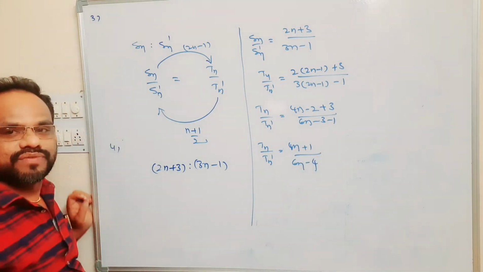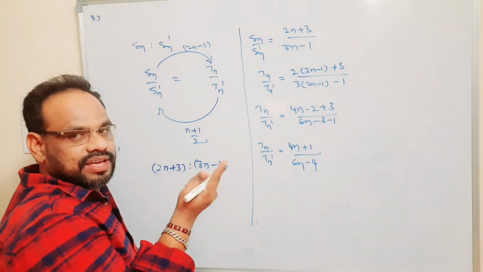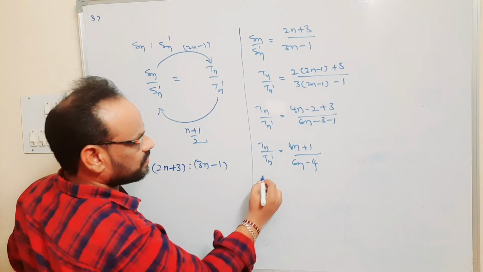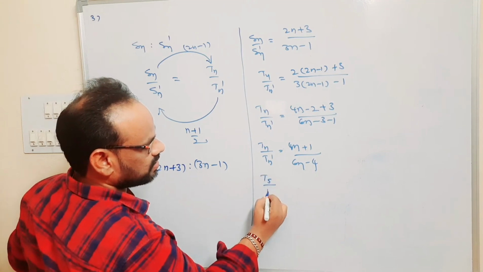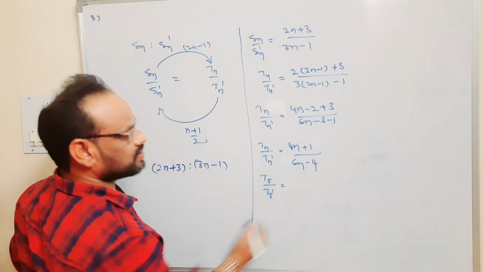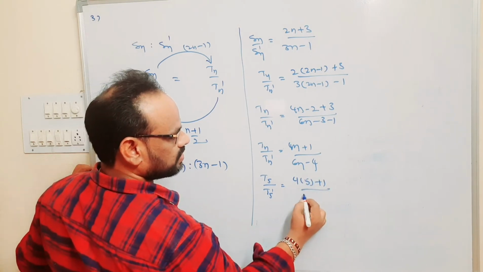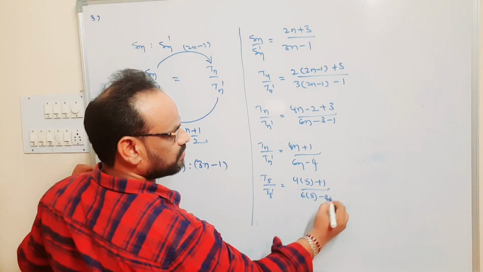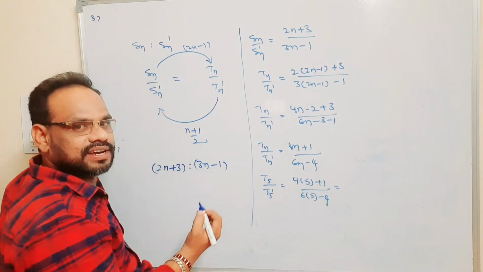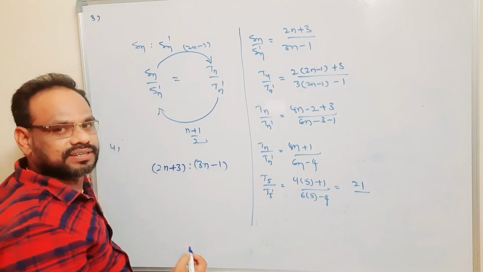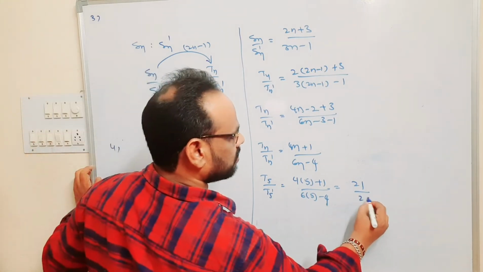We want the ratio of their fifth terms. So substitute n equal to 5. That means T5 by T5 dash is equal to 4 into 5 plus 1 by 6 into 5 minus 4. That is 4 5s are 20, 20 plus 1 is 21, by 6 5s are 30, 30 minus 4 is nothing but 26.